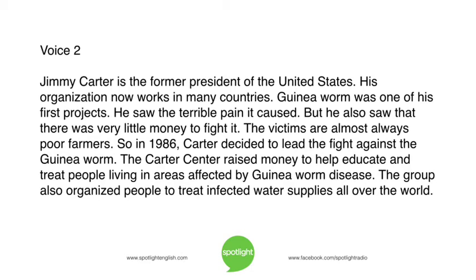Jimmy Carter is the former president of the United States. His organization now works in many countries. Guinea worm was one of his first projects. He saw the terrible pain it caused, but he also saw that there was very little money to fight it. The victims are almost always poor farmers.